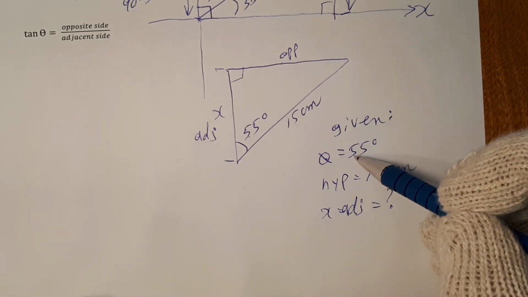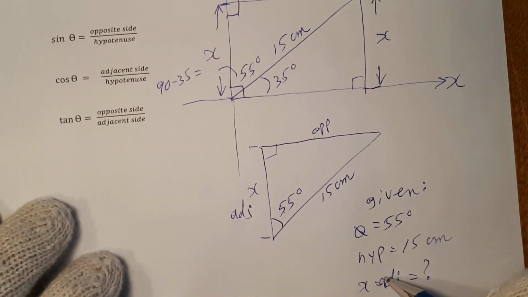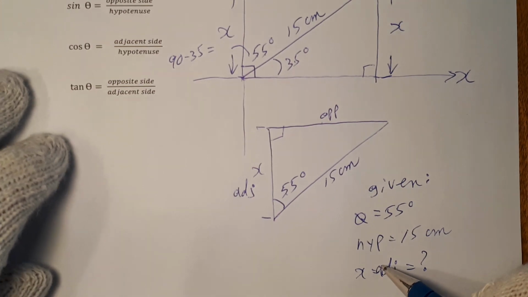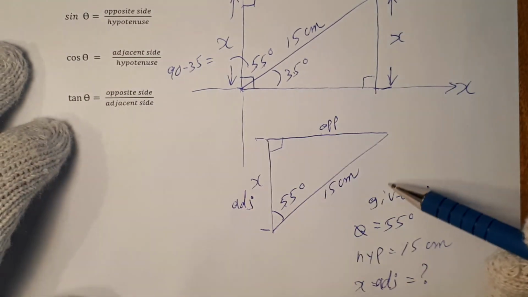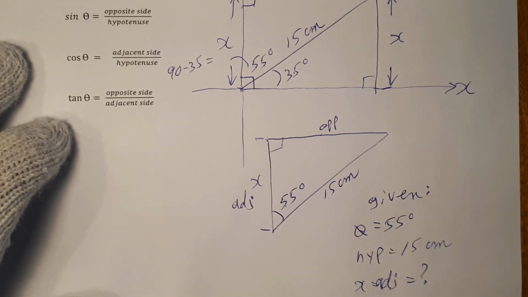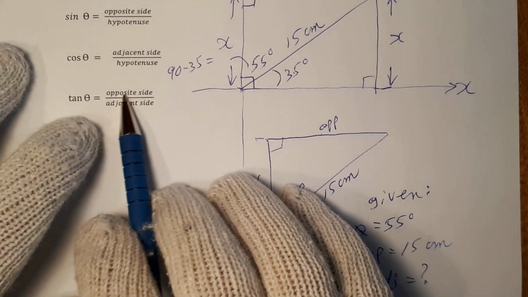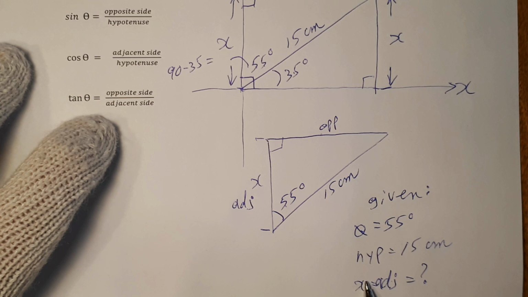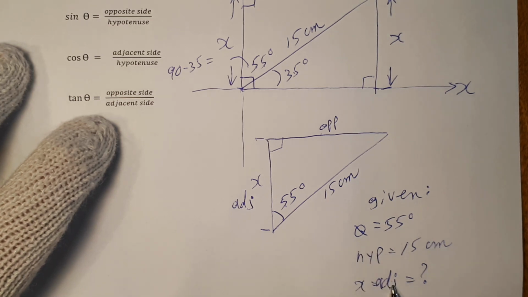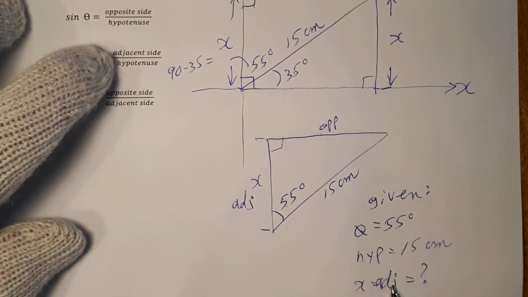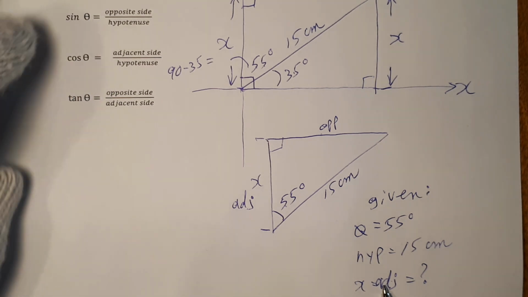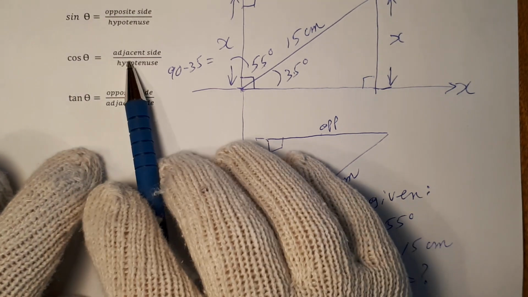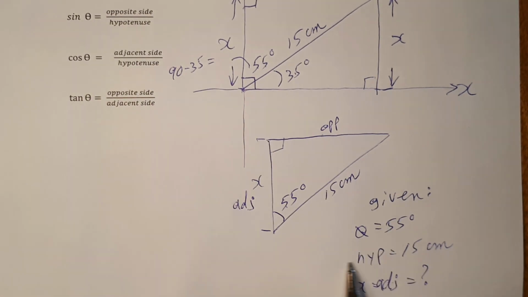Same as before, we now have three variables. Looking back at our three equations, which one of these three equations has all of these in it? The tan theta requires opposite and adjacent. We don't have an opposite. We have hypotenuse and adjacent. Cosine has hypotenuse and adjacent. That's perfect. And the sine requires opposite and hypotenuse, which we don't have. So the one that works is the cosine.